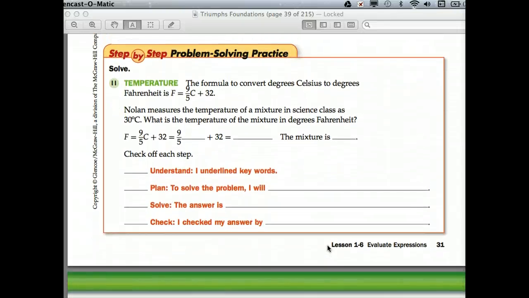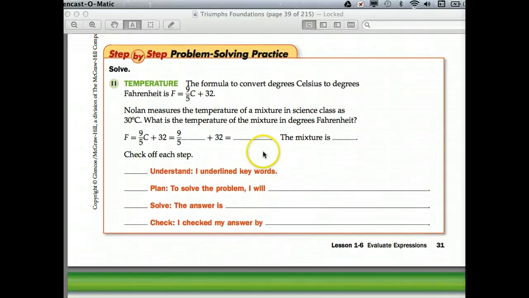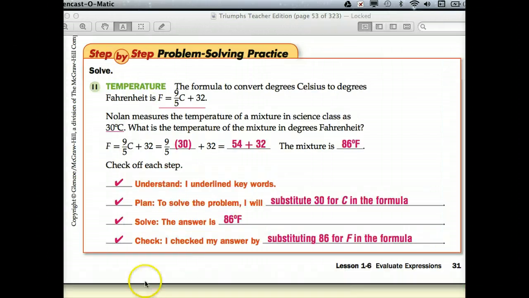All right, this is our last step by step, and we have another word problem. So just like before, I want you to write down the problem, read it very carefully, underline the key words. Tell me, what are you going to do to solve the problem? To solve the problem, I will. So what have we been doing throughout this whole lesson? Then I want you to give me the answer. I want you to solve it. And then how would you check your answer? So pause the video and come back in a little bit and see that your answers are correct.